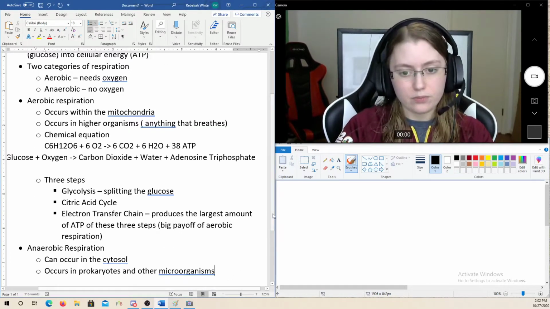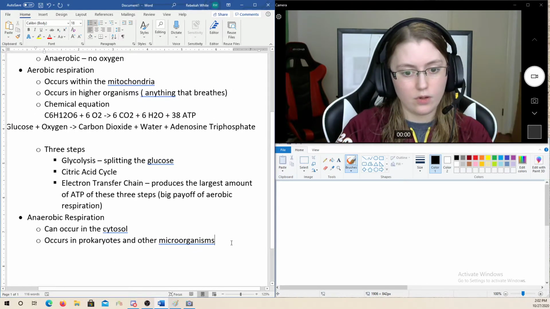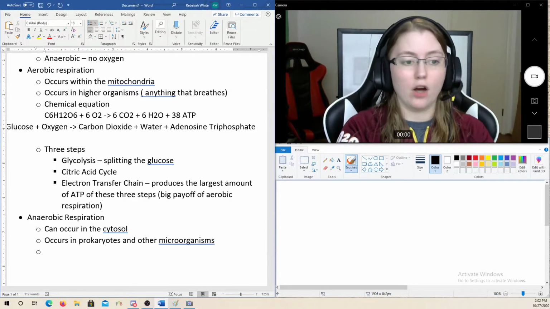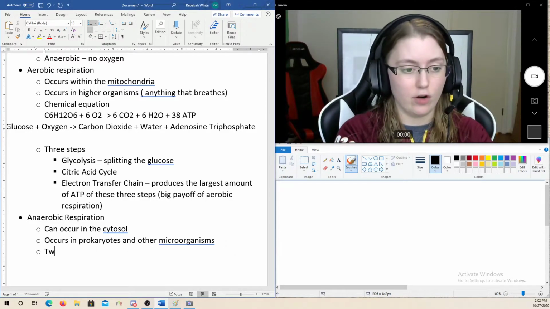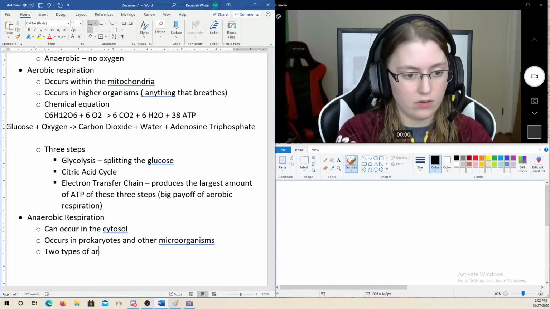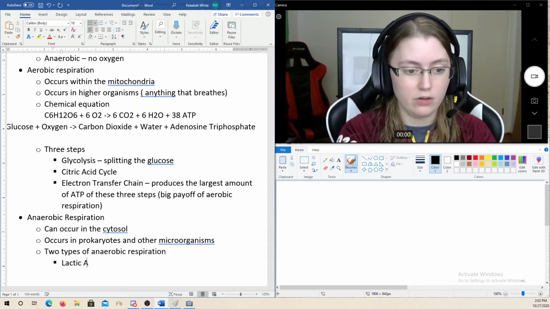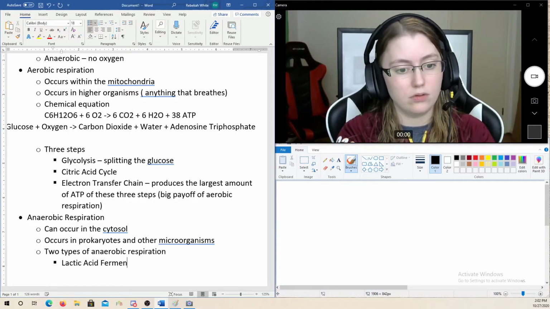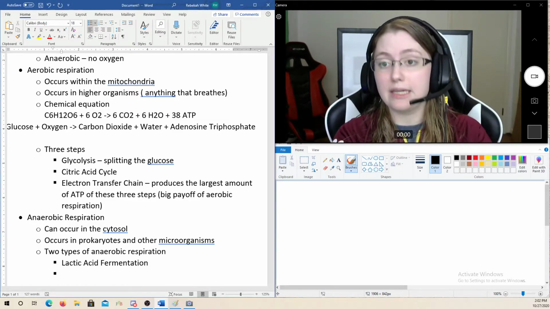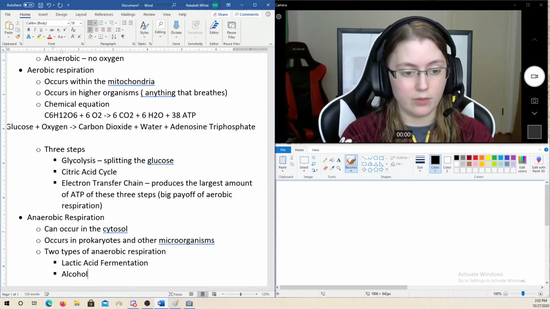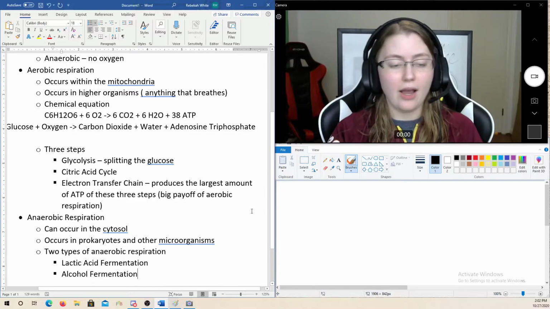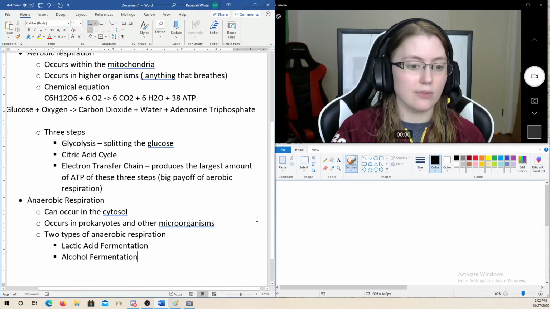Okay. And there are 2 types of anaerobic respiration that we are going to talk about today. The first one is going to be lactic acid fermentation. And the second one is going to be alcohol fermentation. Okay, so are any of you familiar with these terms already?